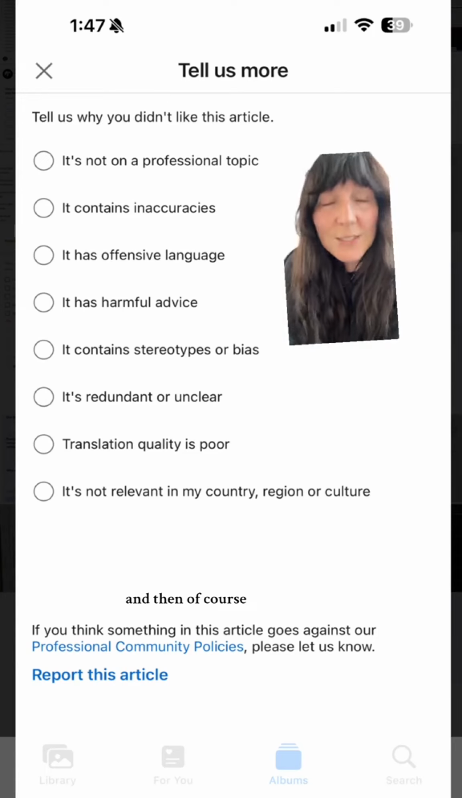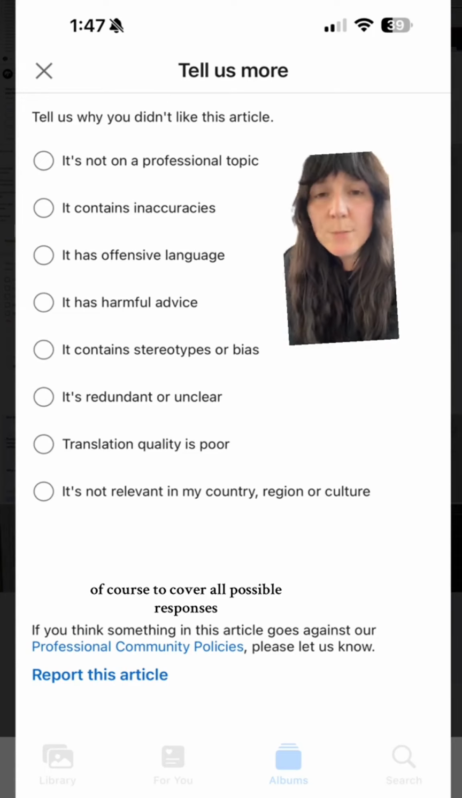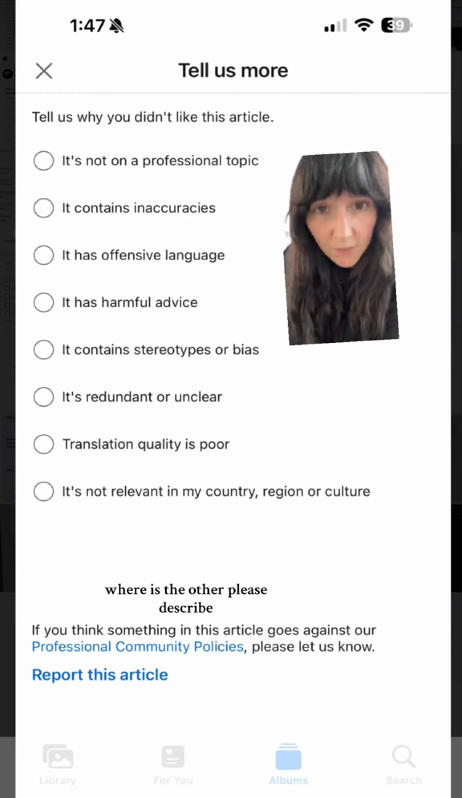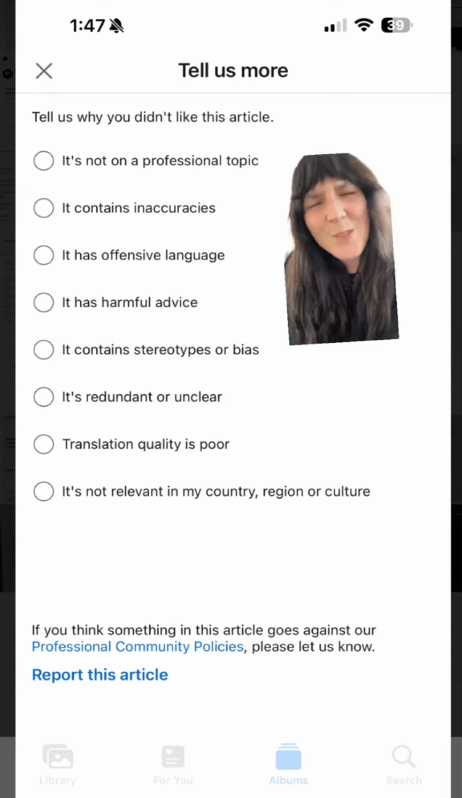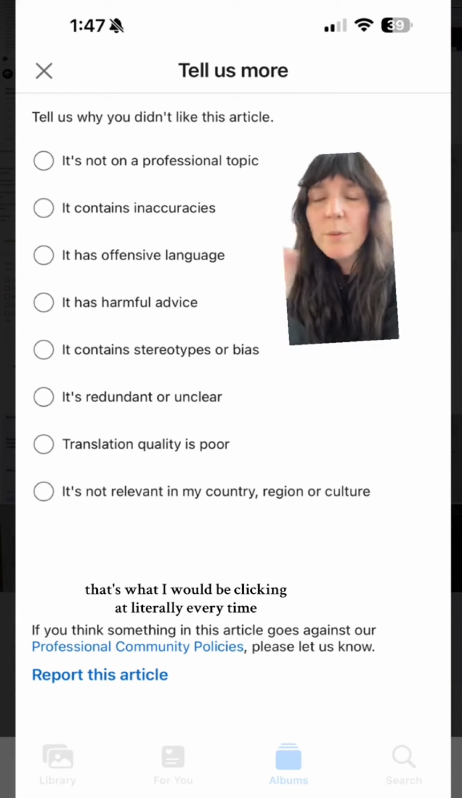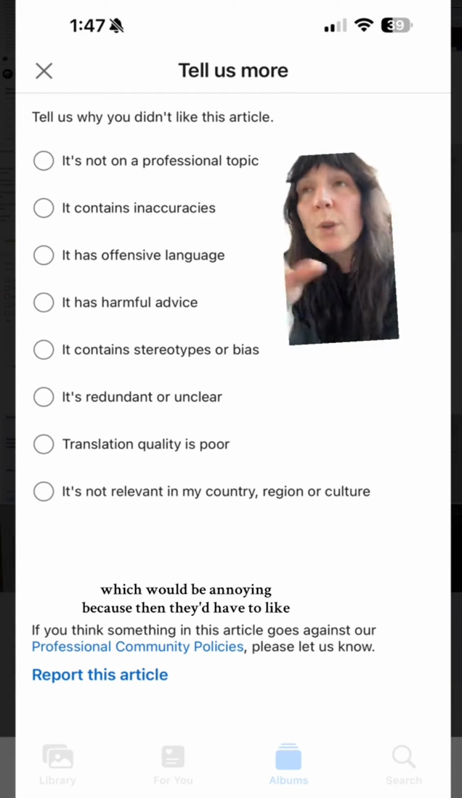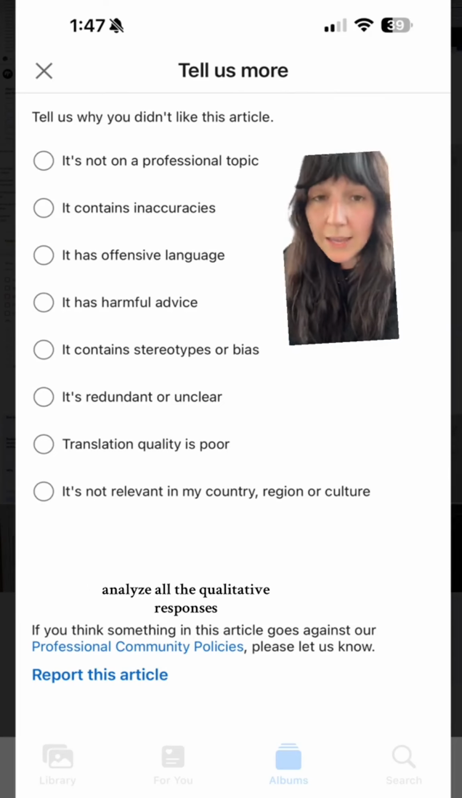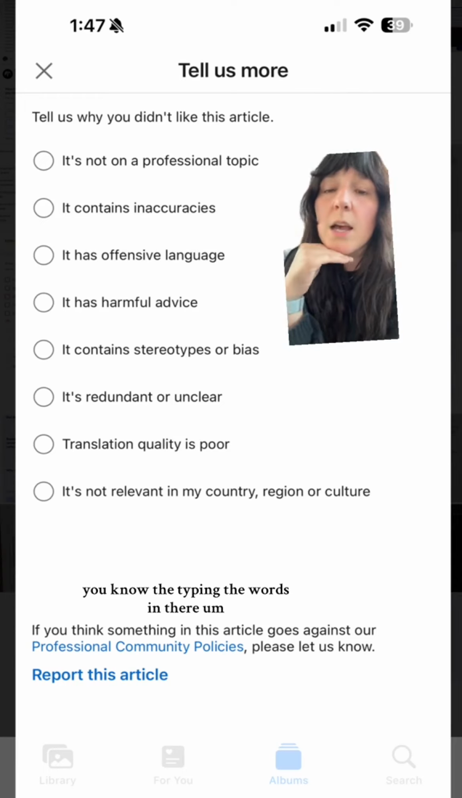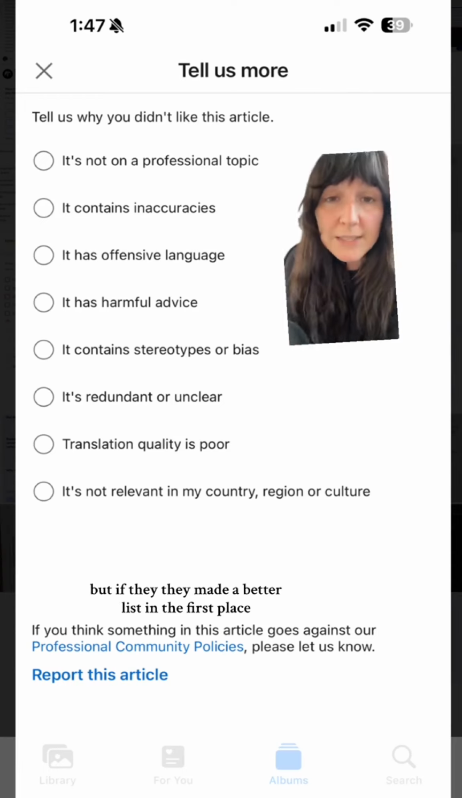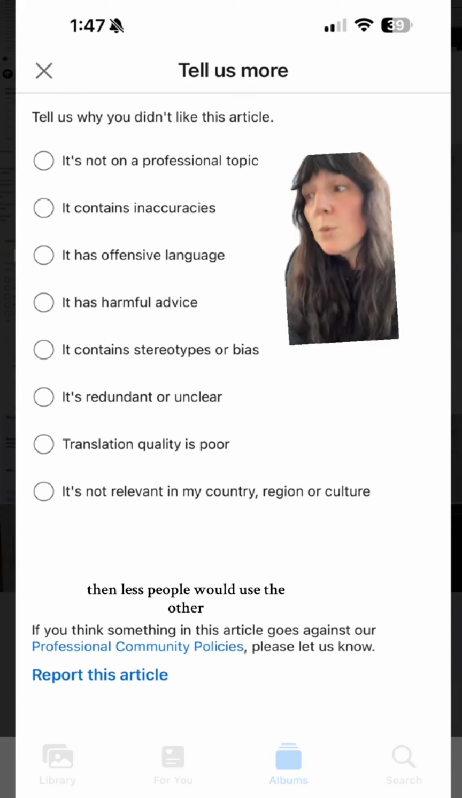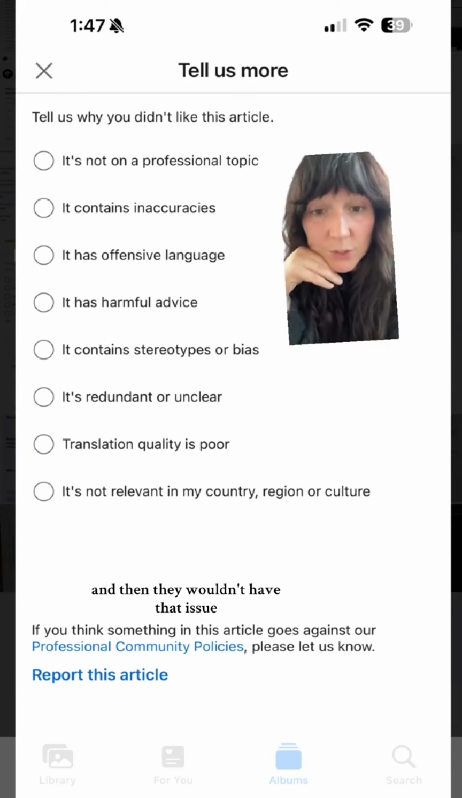And then of course, to cover all possible responses, where is the other? Please describe. Throw that on there at the end. That's what I would be clicking literally every time, which would be annoying because then they'd have to analyze all the qualitative responses, the typing the words in there. But if they made a better list in the first place, then fewer people would use the other and they wouldn't have that issue.